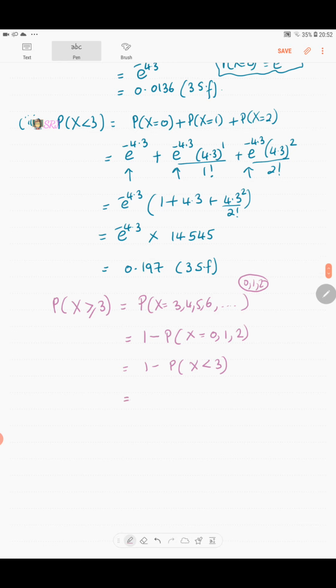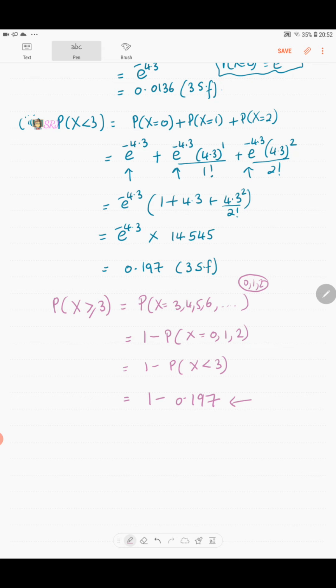And we have already calculated it above. So we take 1 minus 0.197. So this is the way to calculate probabilities when we have greater or equal to. So we have to calculate probability x is equal to 3, 4, 5, 6 up to infinity.